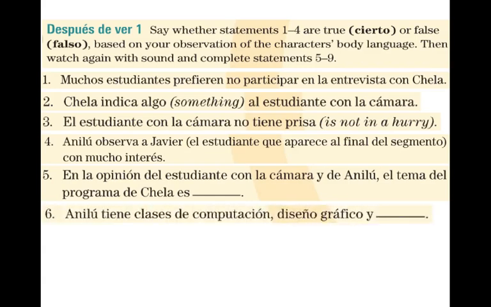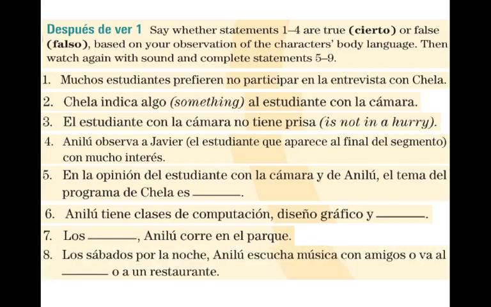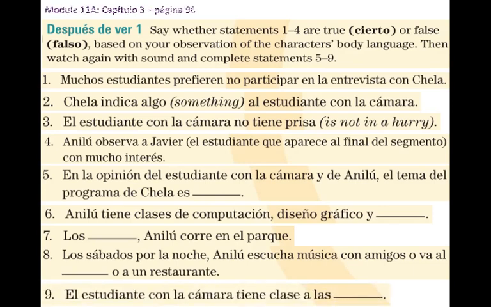Número 6. Anilu tiene clases de computación, diseño gráfico y ¿qué más? Escucha para otra clase. 7. Anilu corre en el parque. So, ¿cuál día? Los lunes, los martes, miércoles, etc. 8. Los sábados por la noche, Anilu escucha música con amigas o va al ¿dónde? O a un restaurante. So, ¿a dónde va Anilu los sábados? Y 9, el estudiante con la cámara tiene clase a las... ¿Qué hora tiene clase el estudiante con la cámara?